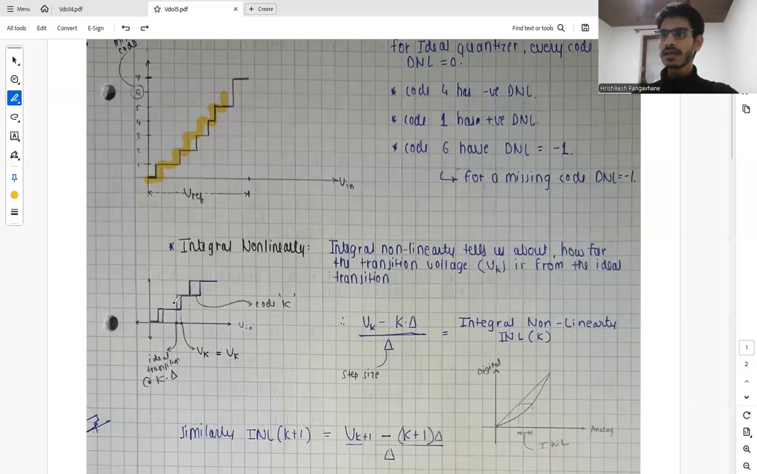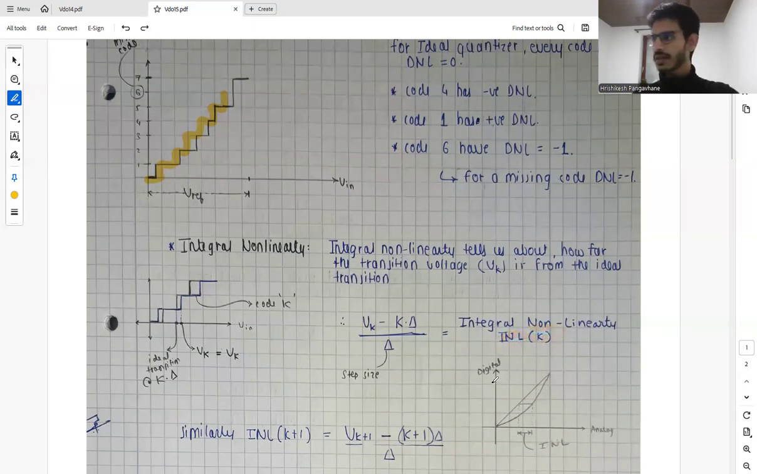So we have the difference, right? We have Vk minus K times delta, divided by delta, which represents our integral non-linearity, which is again a function of K, because we are talking about the kth code. So it's INL of K.